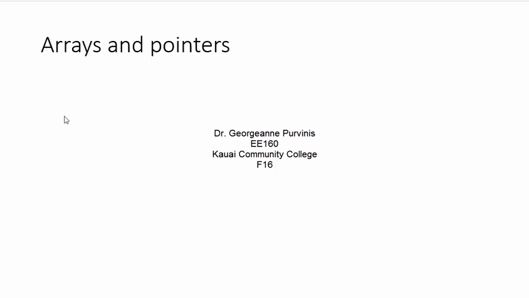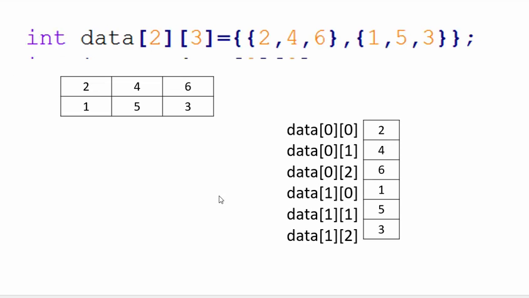This is part 2 of the YouTube videos about pointers. In particular, we are going to talk about pointers and arrays. So I'm actually going to do it by example. Here's my first example. I have an array declared here. It's a 2 by 3 array of integers.